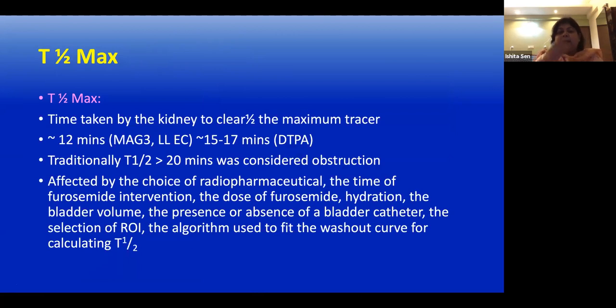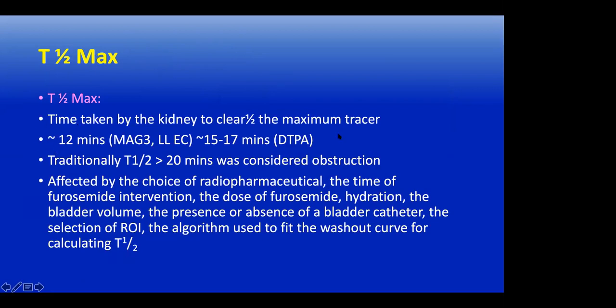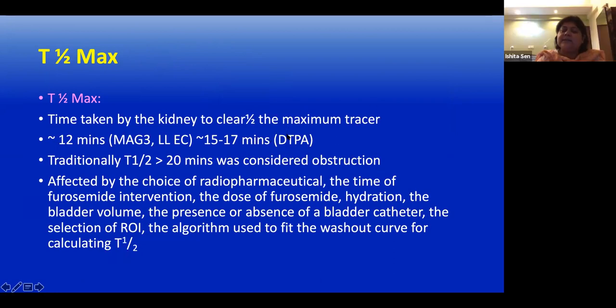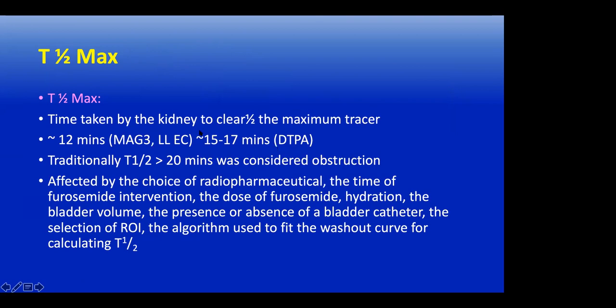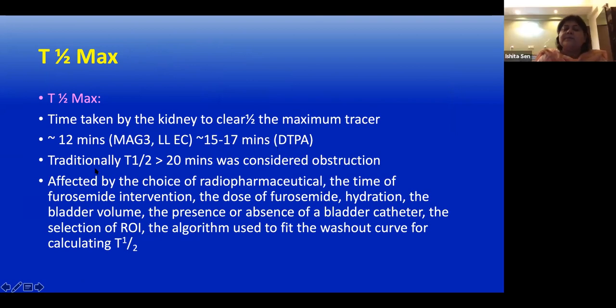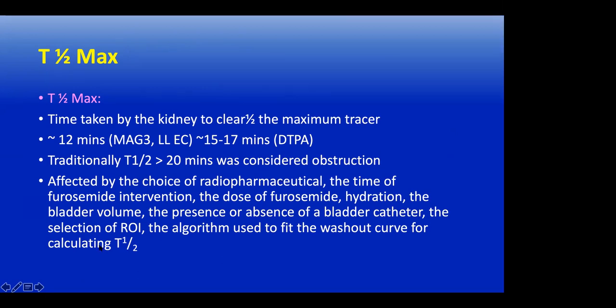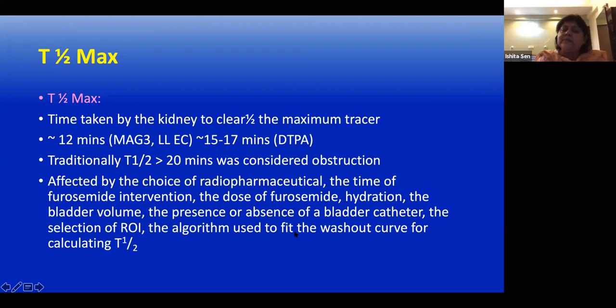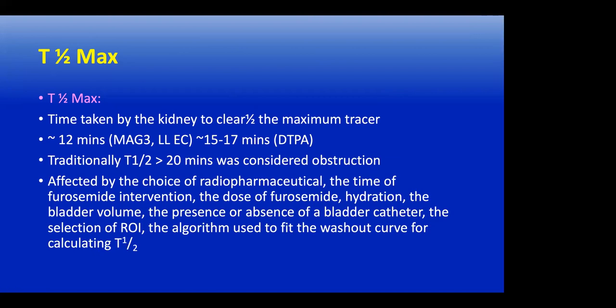Again, T half max, there are different values which are normal depending on the tracer which is used. Since MAG3 and LLEC are excreted more rapidly, the normal T half max is about 12 minutes, whereas in DTPA, where the tracer excretion is slower, the normal T half max is about 15 to 17 minutes. So traditionally, T half max more than 20 minutes was considered obstruction. However, it is important to remember that there are a lot of variables, so you cannot really just report and go by one value, which is the T half max.